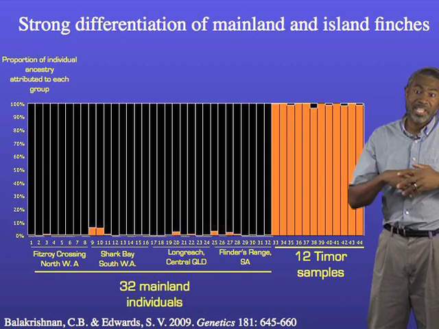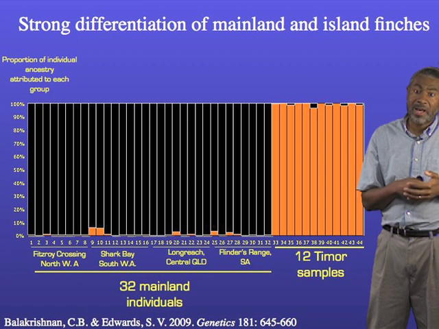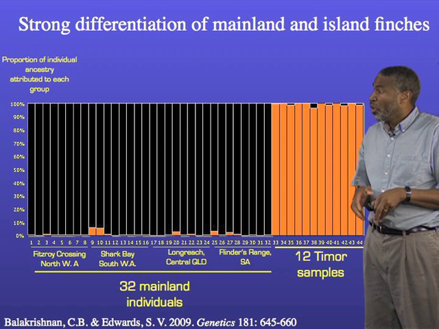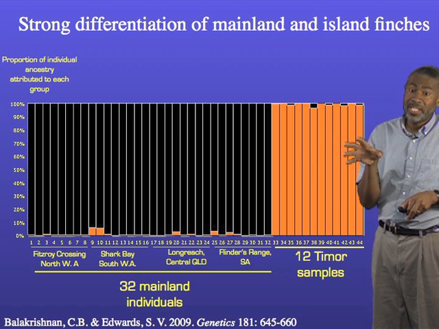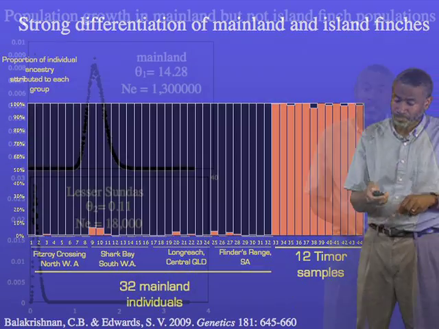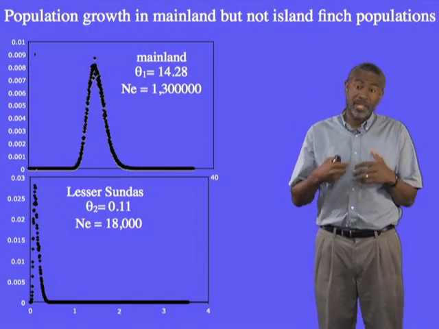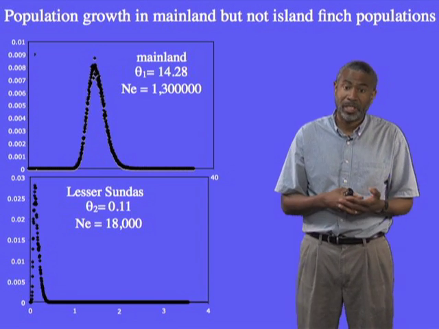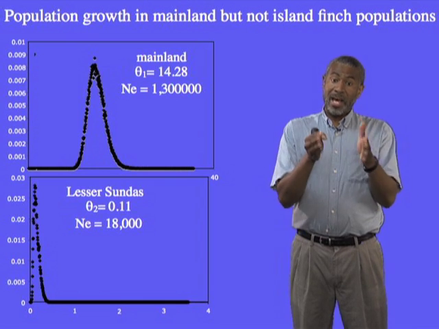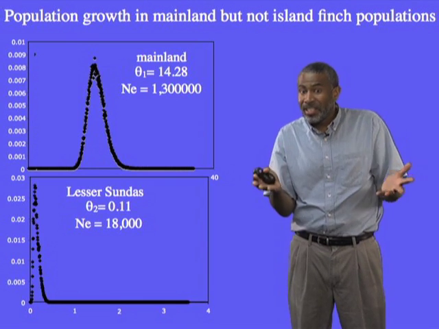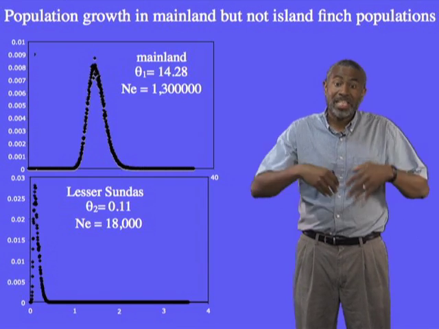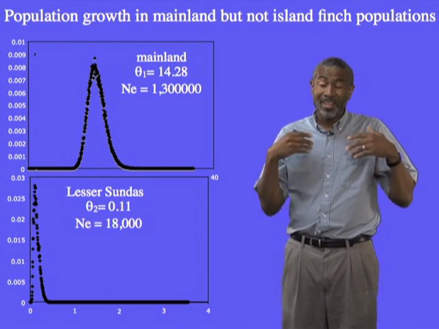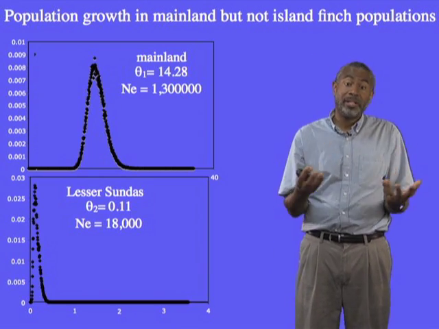This structure method is able to pull out the differences between populations and really allow us to see the forest for the trees. So quite a lot of distinction between the mainland and the island populations. We can estimate from these data some information on the population history of both the mainland and the island populations. So on the top you see an estimate. This is again a Bayesian analysis. We get a distribution estimate of the effective population size of the mainland population. Turns out it's a whopping 1,300,000.